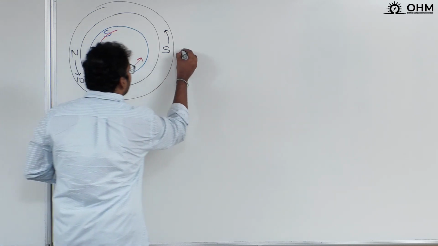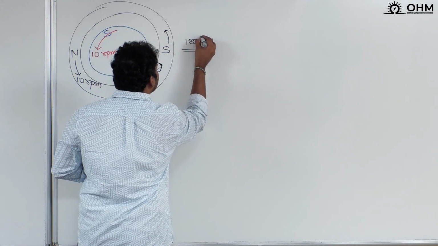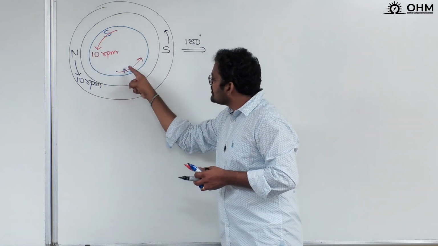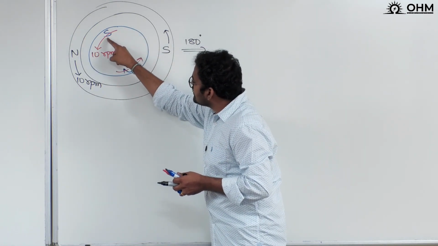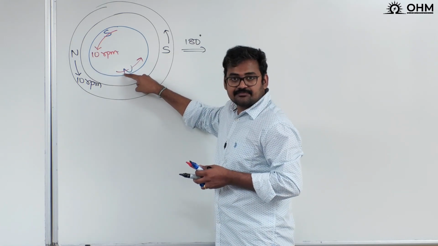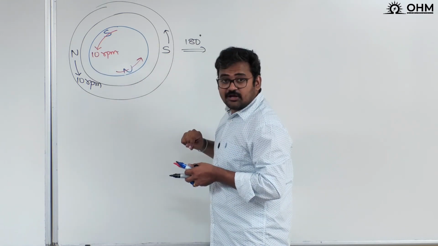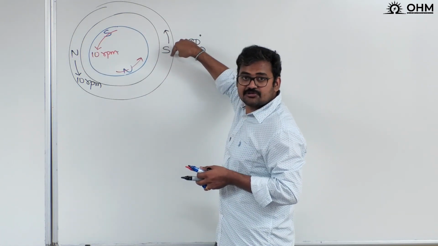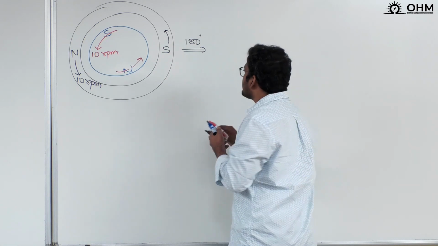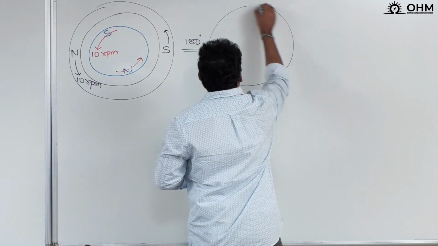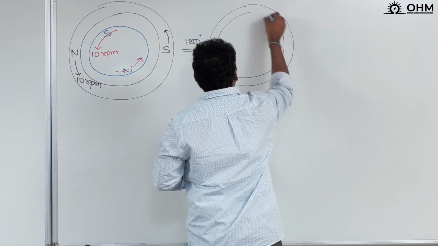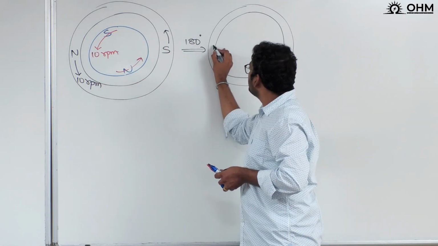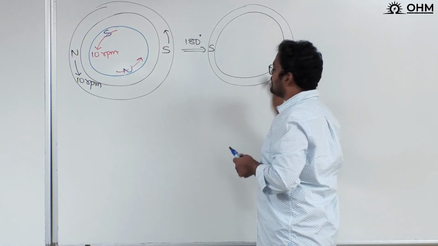Now can you tell me what happens after half revolution, that is 180 degrees? After half revolution, can I say this north pole will come to this location and south pole will come to this location? Similarly on the stator also, south pole will come to this location and north pole will come to this location. Therefore let me draw the second diagram. Stator body is stationary, but stator poles are rotating by 180 degrees. Therefore south will come here, north will come here.